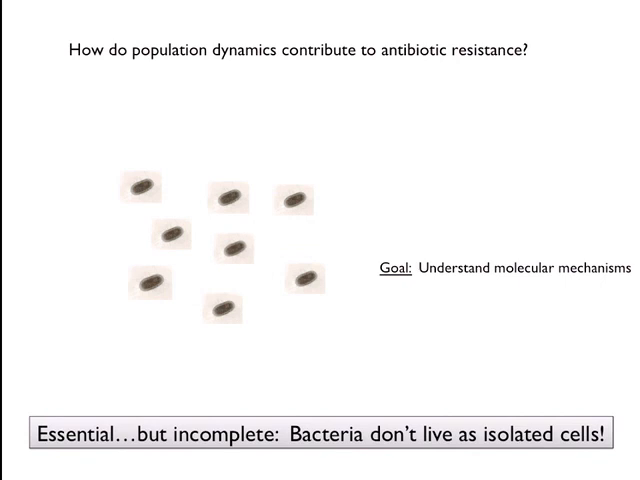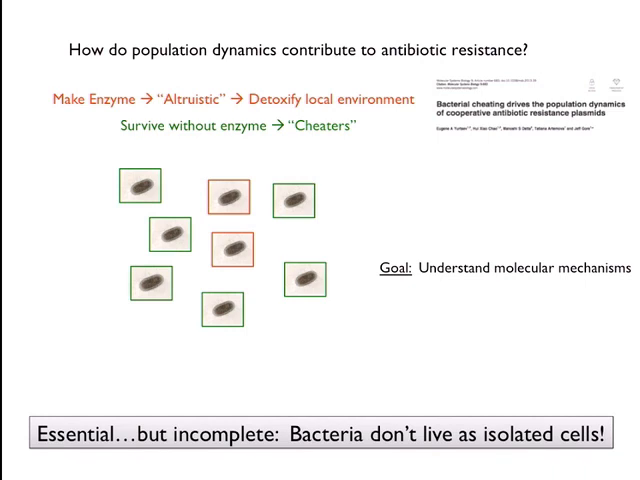I think I'm probably preaching to the choir here a little bit, because bacteria don't live as isolated cells. So maybe we need to step back and try to observe the community behavior. One example you can come up with is, imagine just two of these cells make an enzyme. This enzyme degrades the drug, and it cleans up the local environment so that other cells that don't make this enzyme can survive.